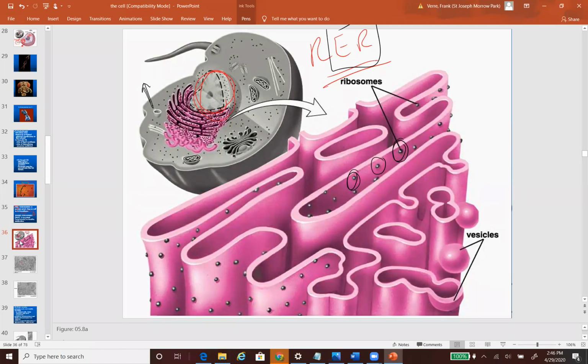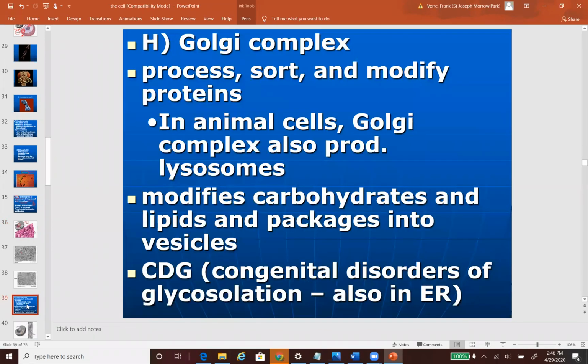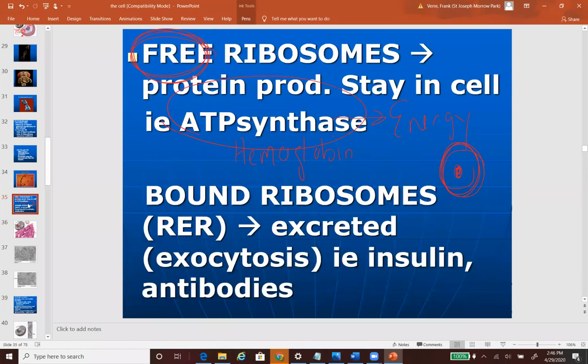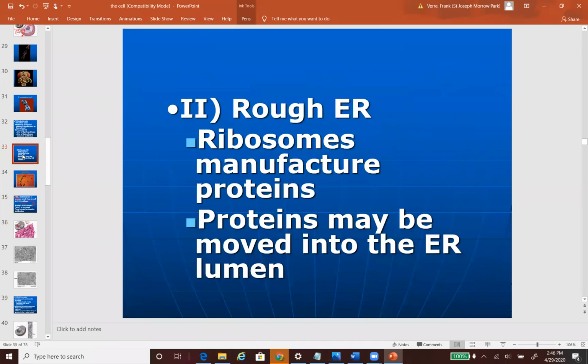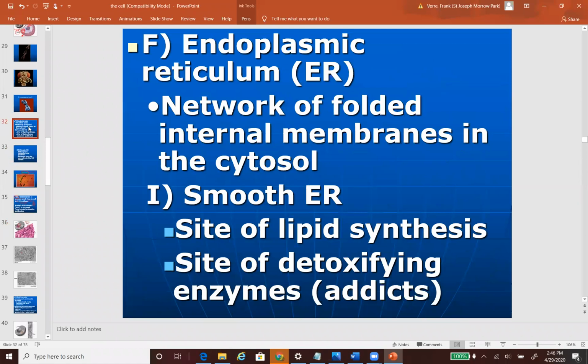Going back to this slide, you'll notice that not all of the ER has the ribosomes. Part of it looks smooth. So what does the smooth ER do? It has a different function. Oh, right here. Okay, smooth ER. The smooth ER has a different role. It doesn't do the same thing that the rough ER does.